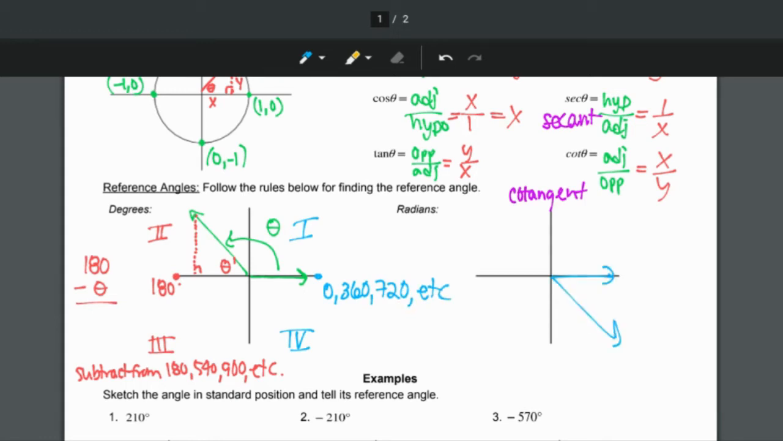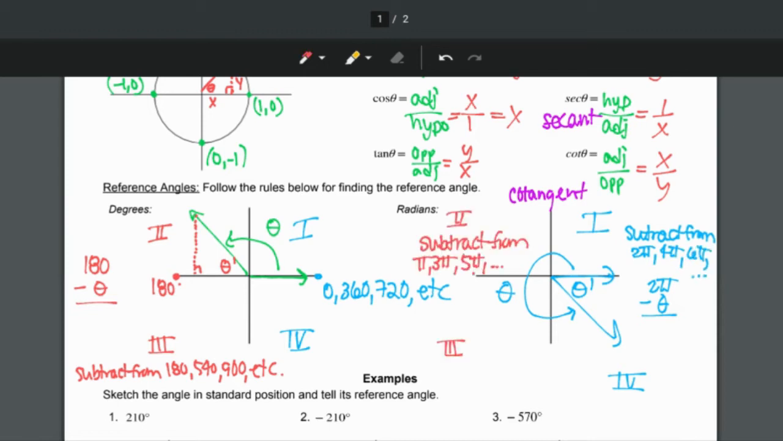In terms of radians, let's say that this were my angle ending up in the fourth quadrant. My original angle is here. The reference angle is the difference between 2 pi and the original angle measure. So if I'm on the right side, I would subtract from either 2 pi, 4 pi, 6 pi, and so on. If I were on the left side in quadrant 2 or 3, then I would subtract from pi, 3 pi, 5 pi, 7 pi, and so on.